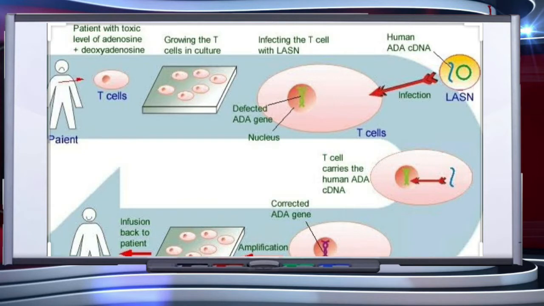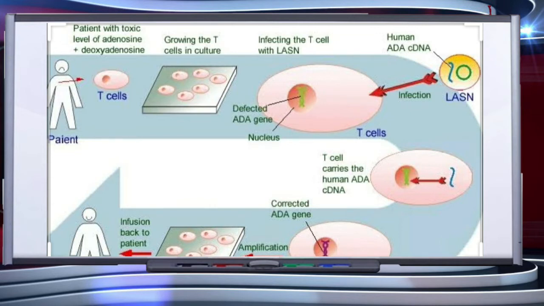In the first step of gene therapy, lymphocytes from the blood of the patient are grown in a culture outside the body. A functional ADA cDNA using a retroviral vector is then introduced into these lymphocytes, which are subsequently returned to the patient. As these cells are not immortal, the patient requires periodic infusion of such genetically engineered lymphocytes.